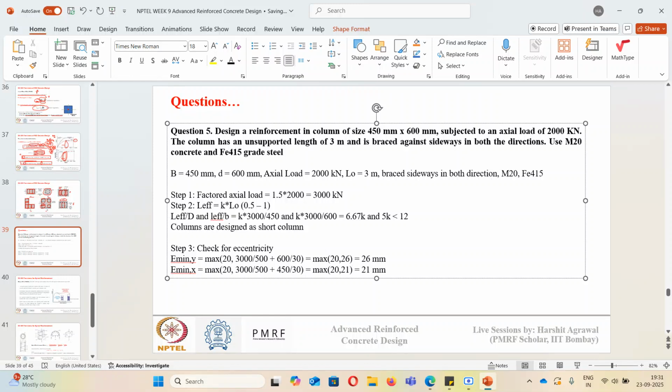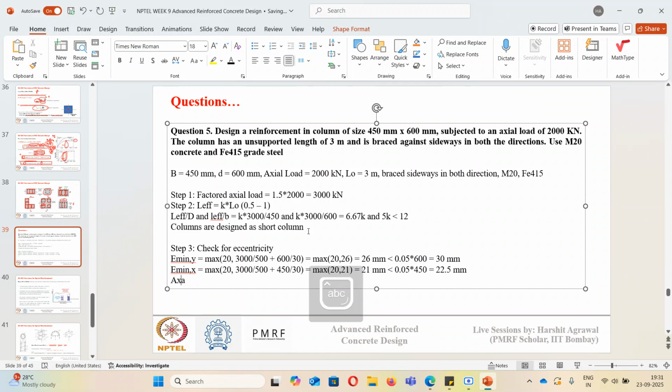Okay, so we know E minimum in X direction and E minimum in Y direction. Now what is 0.05 times D? So 0.05 times D is 0.05 times 600, that is equal to 30 mm. So we can see this E minimum in Y direction is less than 0.05 times D. And in X direction it will be 0.05 times 450, which is equal to 22.5 mm. So in both directions, E minimum value is less than 0.05 times D. So we can say we can design it as an axially loaded short column. Okay, so that check we have done. Check for eccentricity is over.